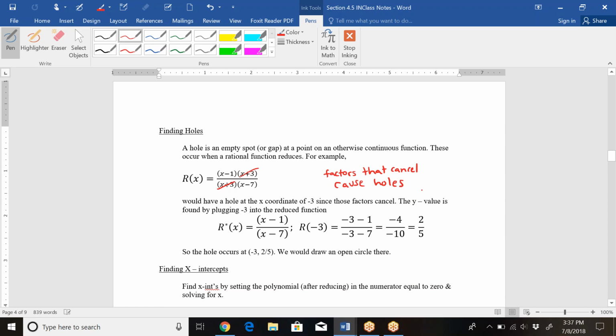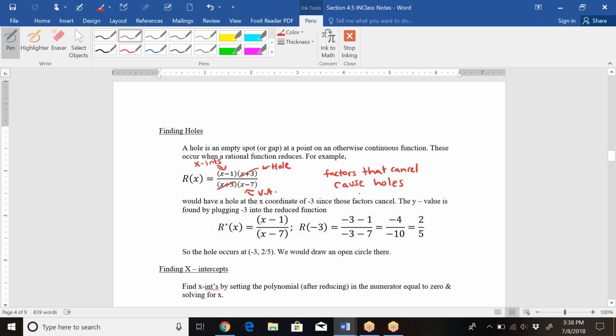And holes are ordered pairs. We'll talk about that in a minute, but something to note: that means this one right here is a vertical asymptote because it doesn't cancel out. Another interesting thing, anything on top that still has an x is actually an x-intercept. We'll need to know that for later. So anything that cancels out is a hole. Anything that's still on the bottom is a vertical asymptote. Anything that's still on top with an x is an x-intercept.